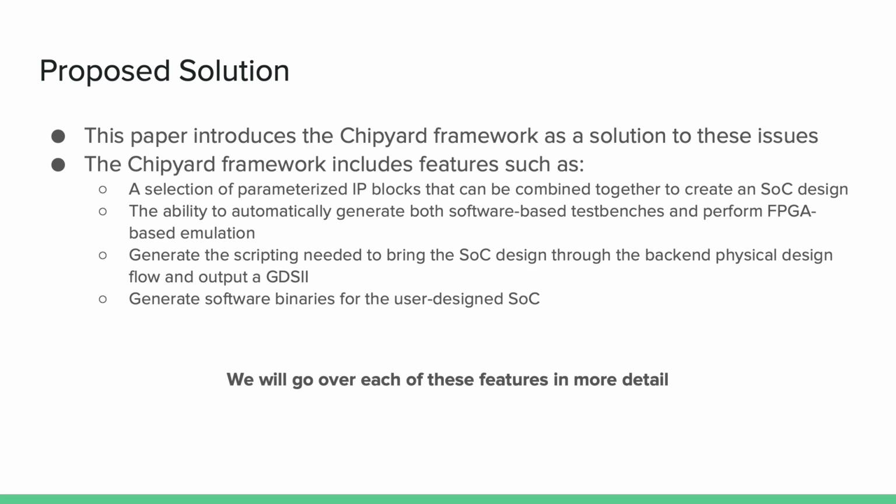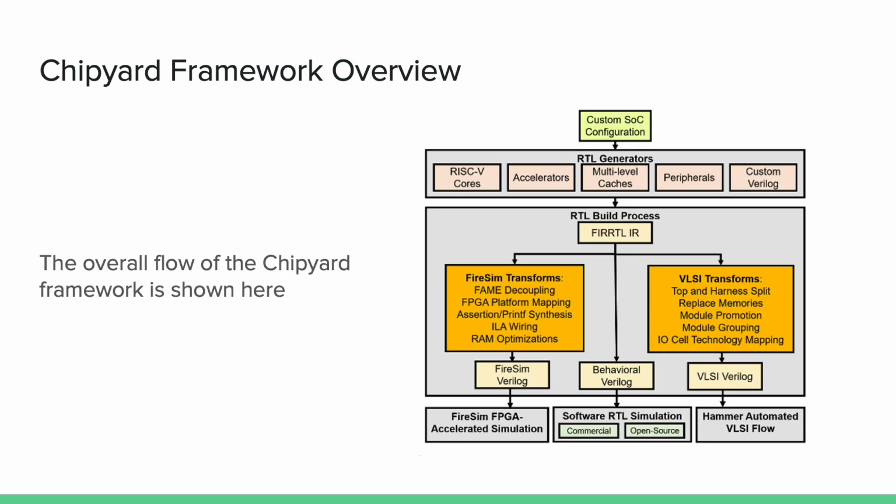In the next few slides, we will go over each of these features of Chipyard in more detail. This slide shows an overview figure of the entire Chipyard framework. We start from the top of the diagram with the RTL generation. This shows the choices the user has in terms of the IP available, such as the RISC-V cores and the accelerators. The next section shows the RTL build process and the translation of the high-level Chisel description of the design into the intermediate FIRRTL representation.